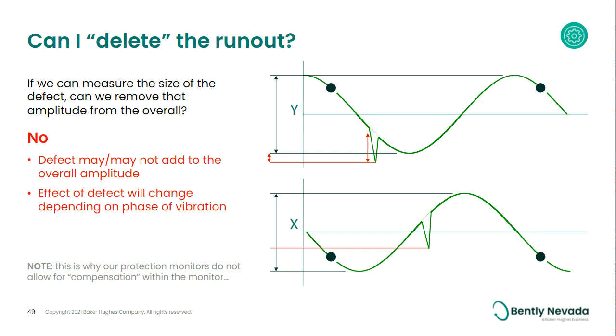As we discussed already, there are ways to compensate for runout in the software from a diagnostic standpoint. So there is value in that. But when we do it in the software, it's going to be much more intentional and much more specific. So we're safe there. But for the purposes of protection, and particularly in our protection monitors like the 3500 and the 3701 and Orbit 60, we do not offer the ability to compensate for that runout in the monitor itself for protection purposes.